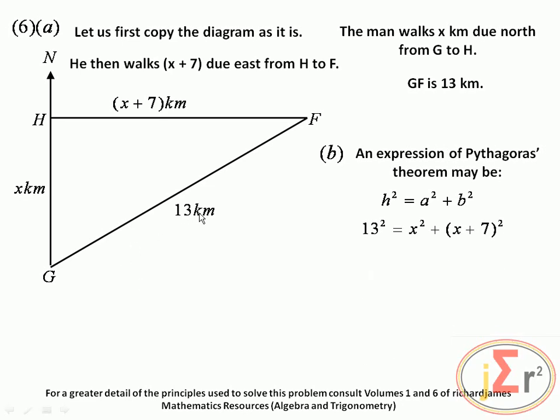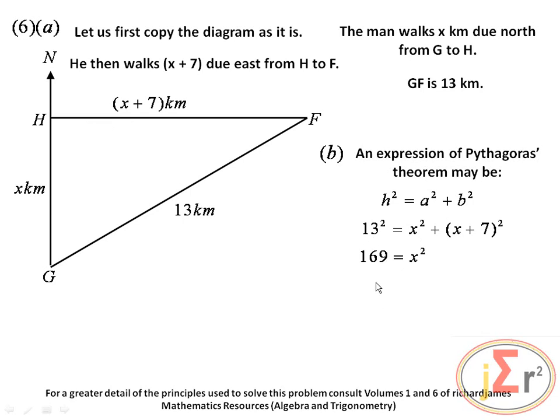The hypotenuse is 13 kilometers. It goes there. Then the other two sides, one is x, so we square x and put it right there. And of course we have x plus 7 kilometers. That is the other one. So we have what? x plus 7 all squared. So let us continue. No problem.